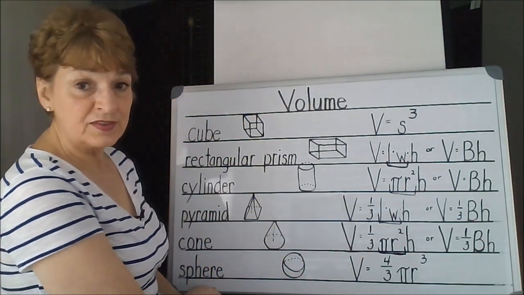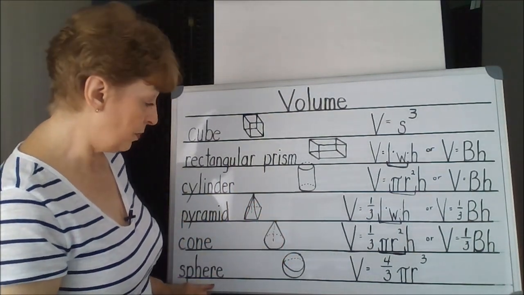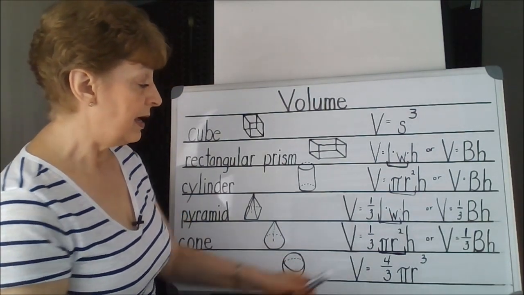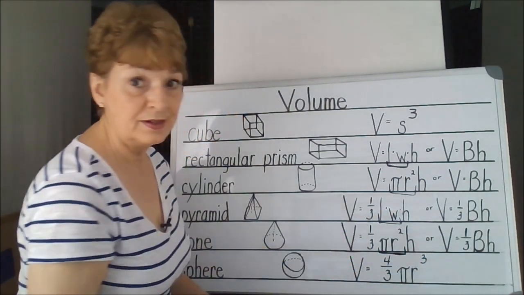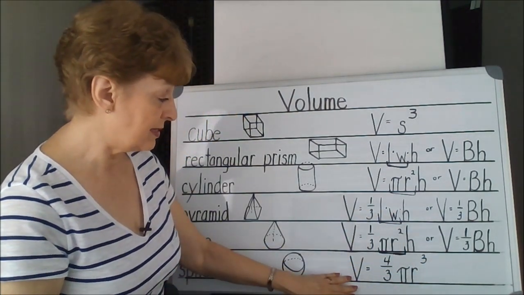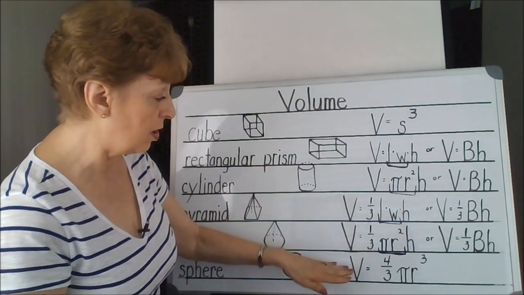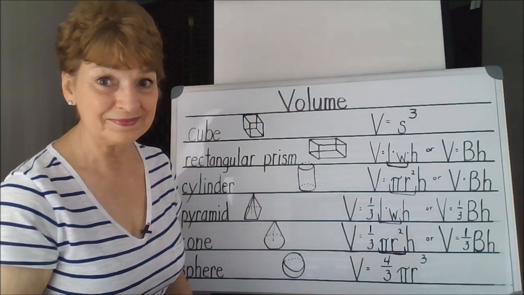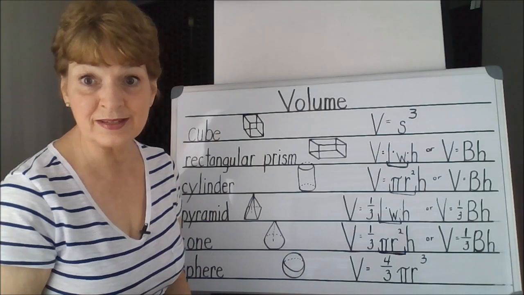Now, when we get to the sphere, that's like a basketball or a soccer ball, beach ball. Now we're talking about volume is 4/3 pi r cubed. So this one is a little bit different than what we've seen before, but that's because we're working with circles. These are the volume calculations that you're going to see most often.